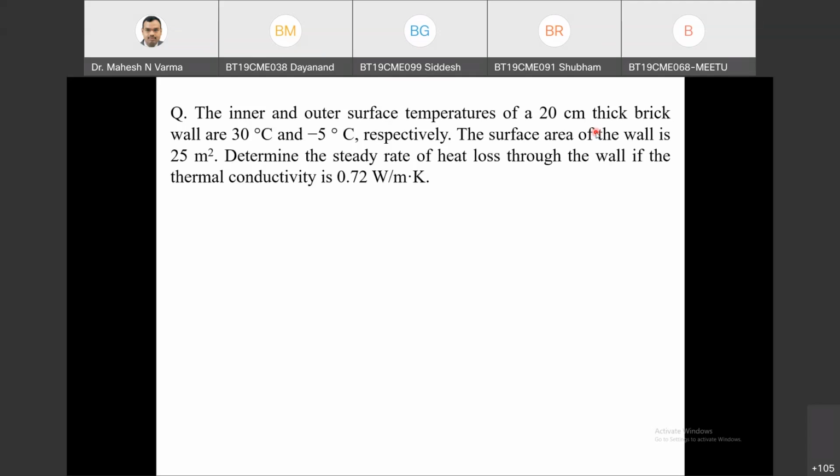Okay, how about this, sir? So this is 3150 watt. Is everybody getting this? Is anybody getting any other answer?